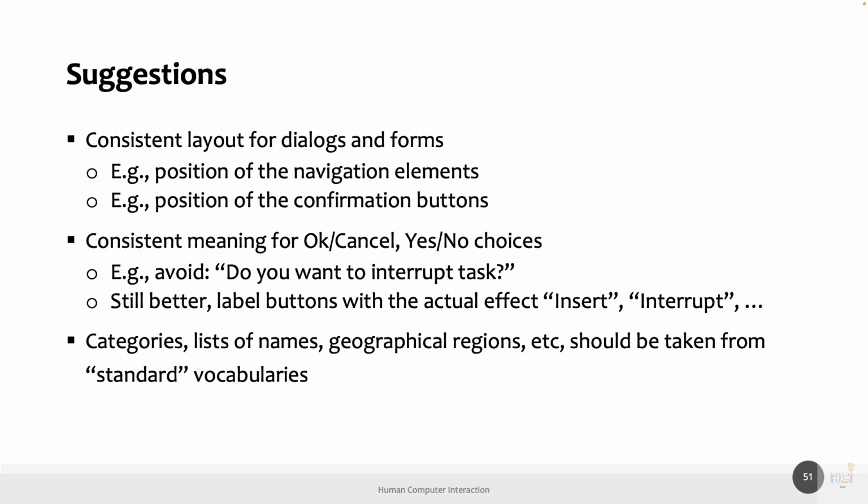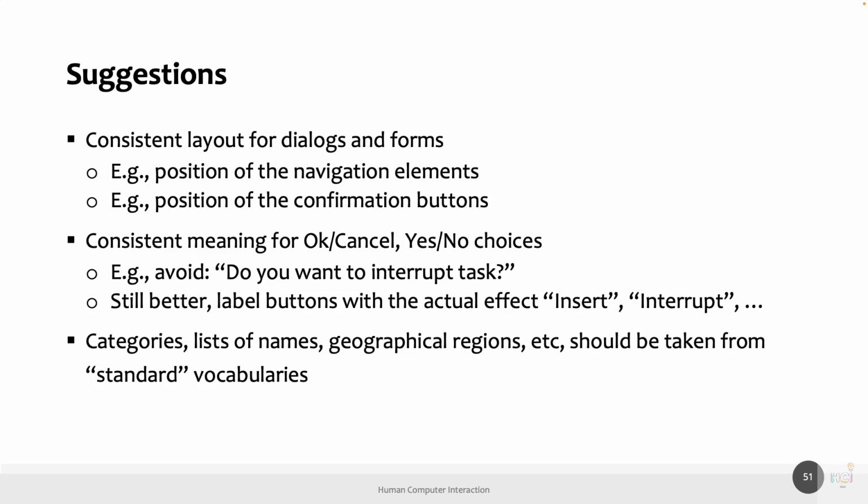So this consistency can be related to the layout, to the dialogues, to the language, and so on. And also the position of elements is important. So the position of navigation elements should be consistent. If you have your back button always on the left, and then in one page you have the back button on the right, this is for sure a violation of this heuristic because the user already knows that the back button is always on the left, so she will try to click on the left, of course, to go back.